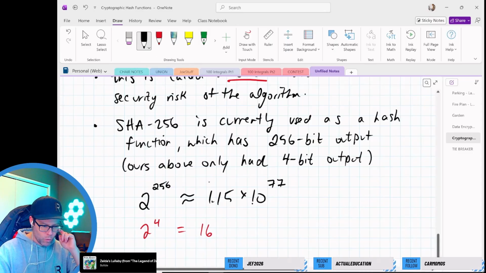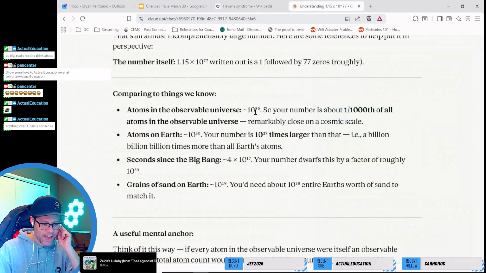Now, I'm going to do something kind of interesting. I want to figure out what this number means. Is 10 to the 80. So our number is about 1/1000th of all of the atoms in the observable universe. Atoms on Earth, 10 to the 50. So our number is about 10 to the 27 times larger than the number of atoms on Earth.